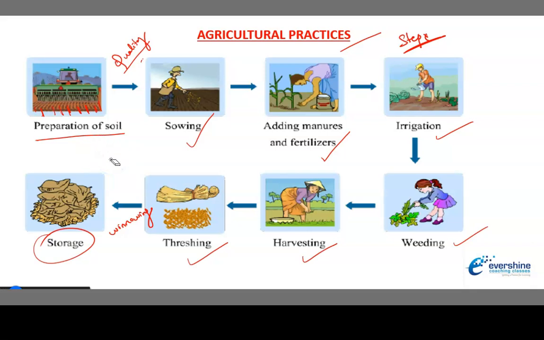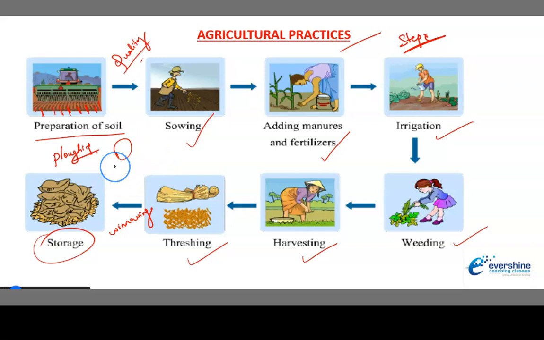Is this clear, children? What is the meaning of preparation of soil? It involves plugging, leveling and applying fertilizers. Children, here you can expect one question like, what is plugging? Plugging means what, children? It is the process of loosening and turning the soil with a plug or hoe, etc. He will loosen the soil and he will turn the soil.